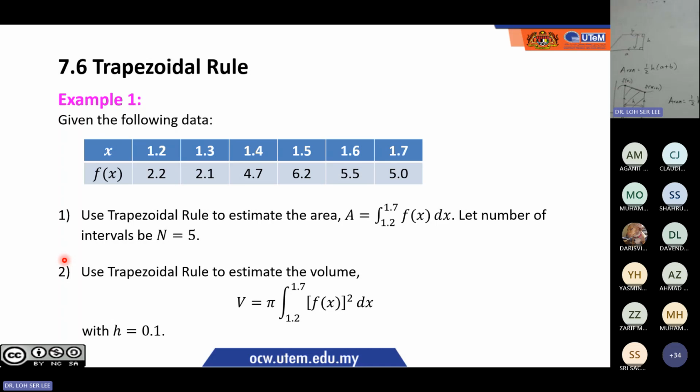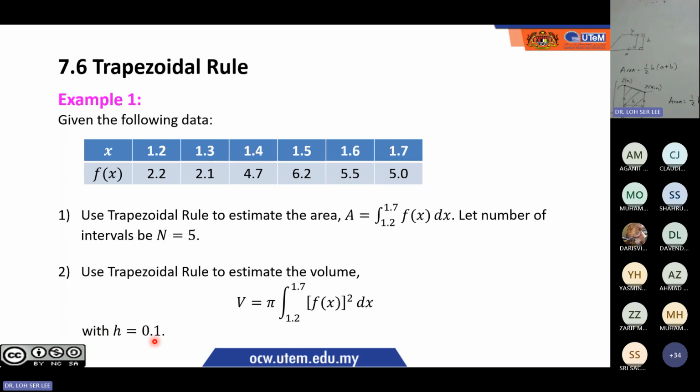Now we look at the second question. Use the trapezoidal rule to estimate this one. This is different from the first. This is f, this is f squared. We are estimating a similar thing, it's just that f is squared now, and we need to multiply by pi. After you get the estimation from numerical integration, you need to multiply by pi to get the final answer.